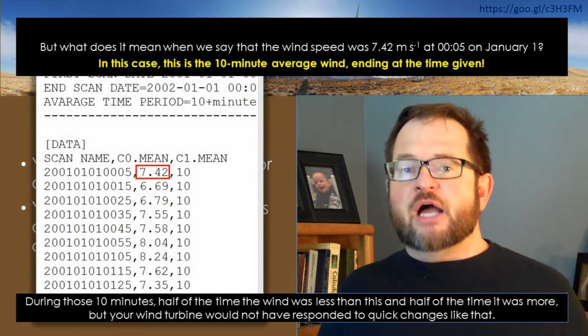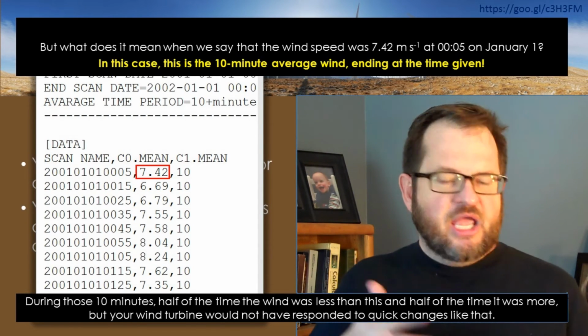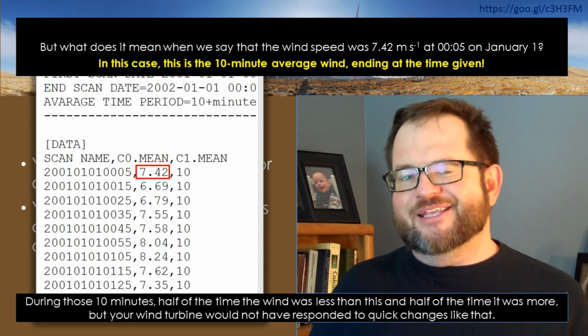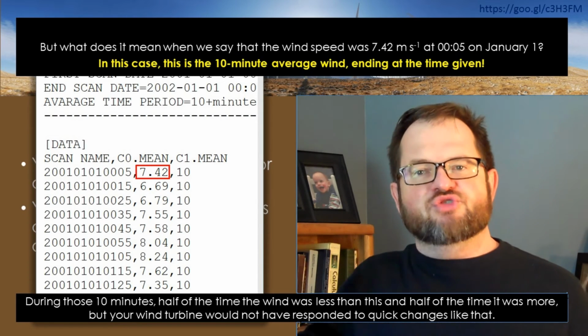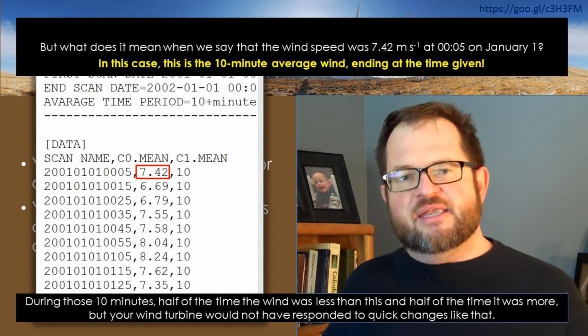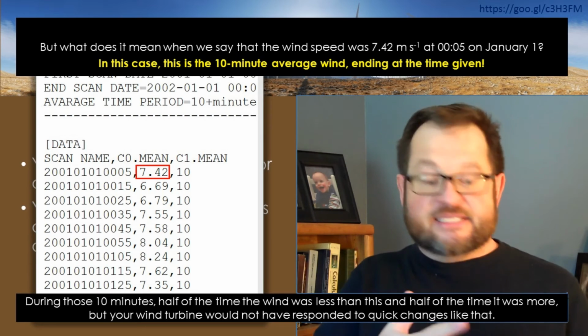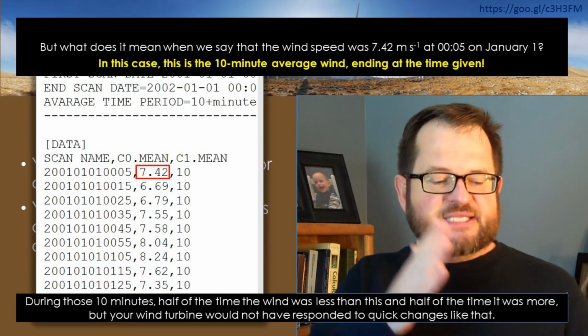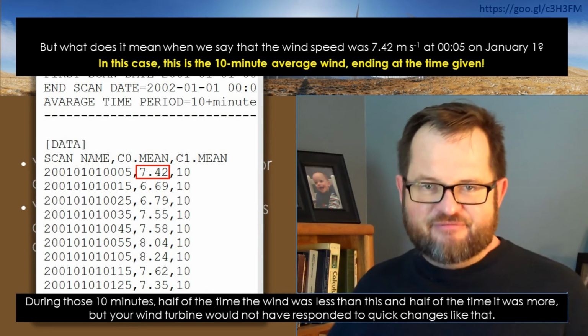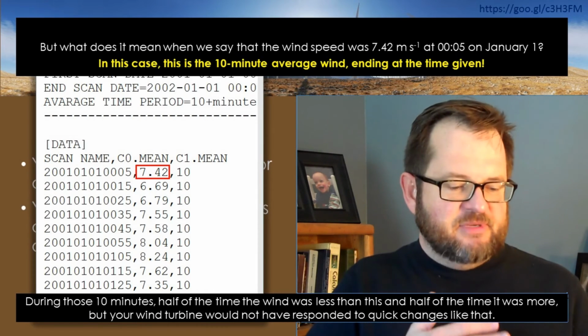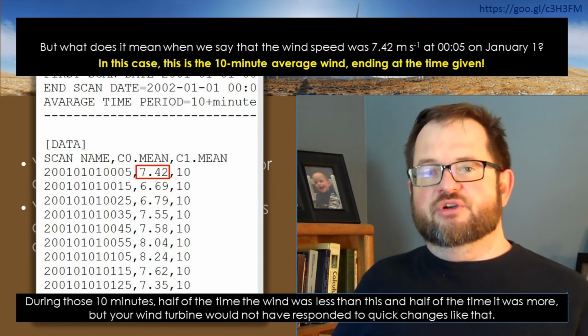So when we looked at this file that is part of your textbook and might be used for some of the problems that are coming up, when we said that the wind speed was 7.42 meters per second at 5 minutes after midnight, what that actually means in this case is that this is the average of the winds over the last 10 minutes, ending at 5 minutes after midnight. The wind speed's average was 7.42 meters per second.